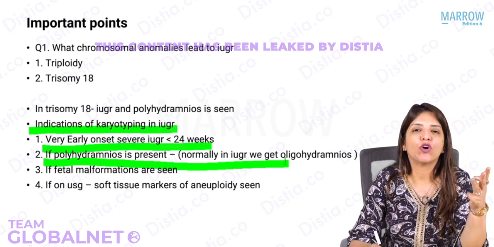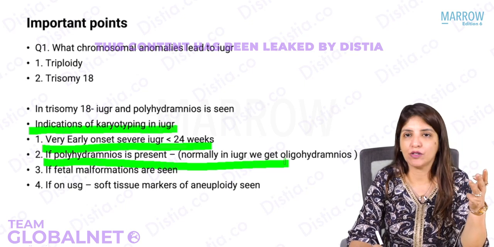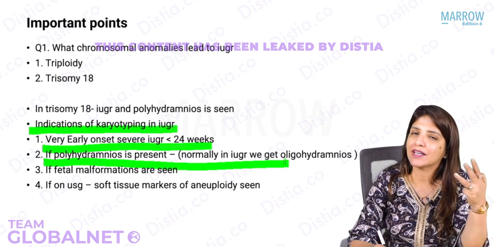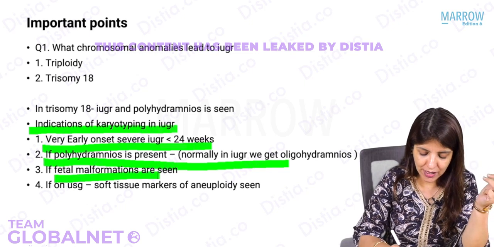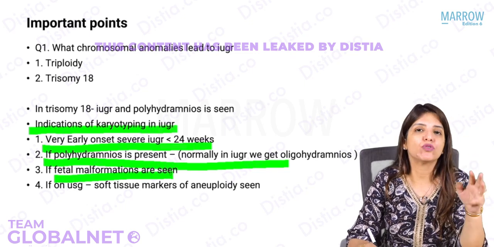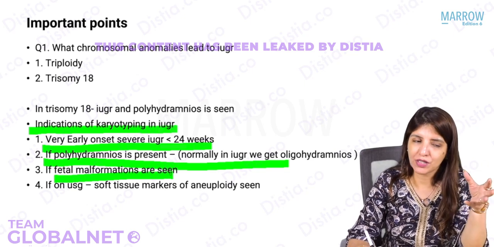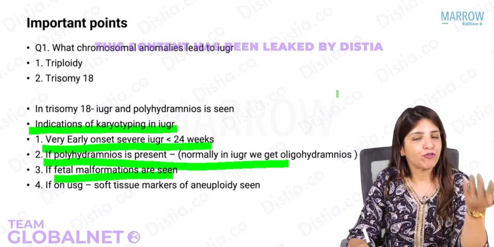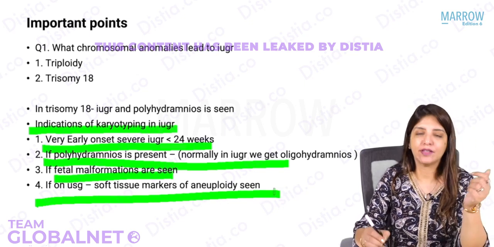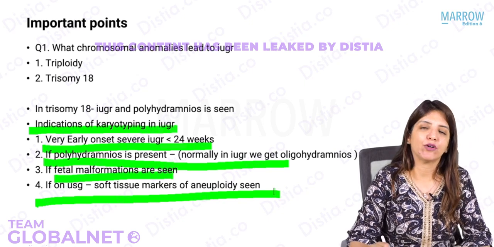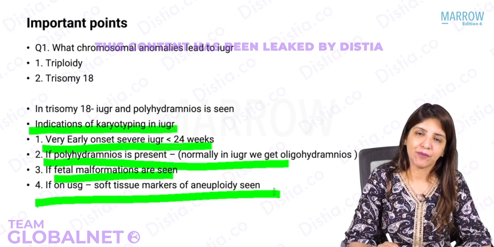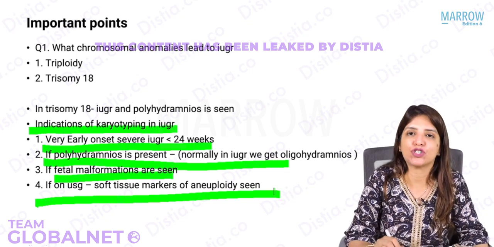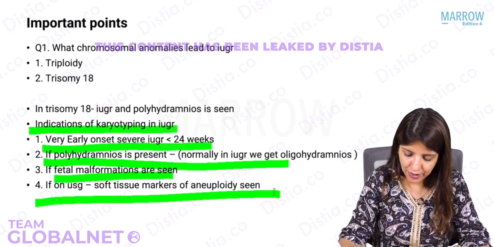Number three, if you have congenital malformations present in the fetus. If on targeted scan you get fetal malformations, again that's an indication for genetic testing. Or suppose on the ultrasound, the targeted scan, you are getting soft tissue markers for aneuploidy, then that is also an indication for karyotyping or genetic testing. So these are the indications for karyotyping or genetic testing in patients with IUGR, right?